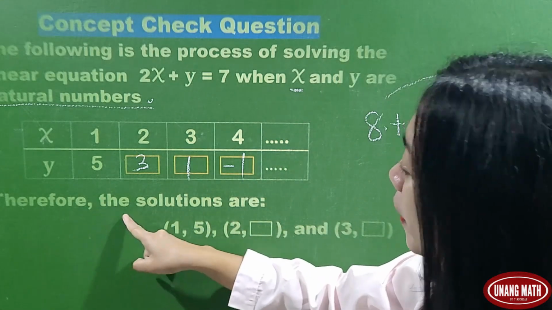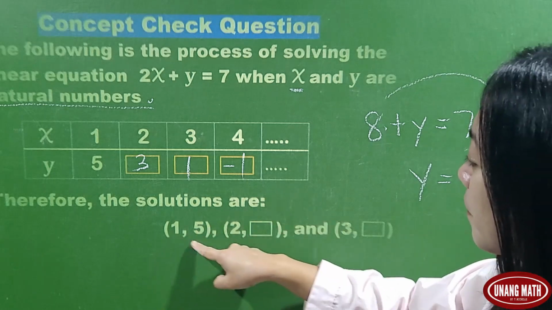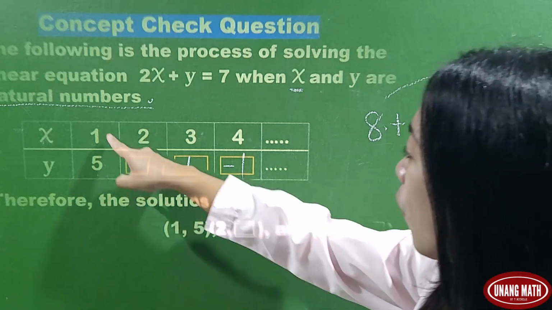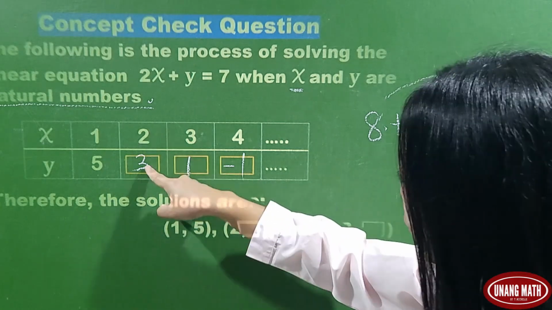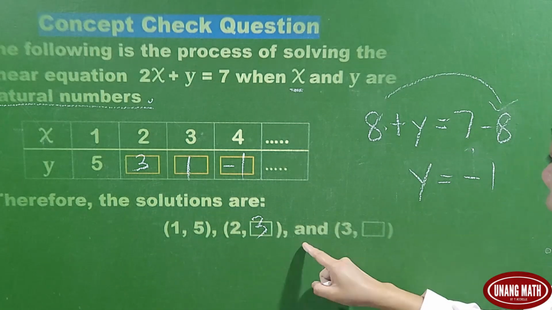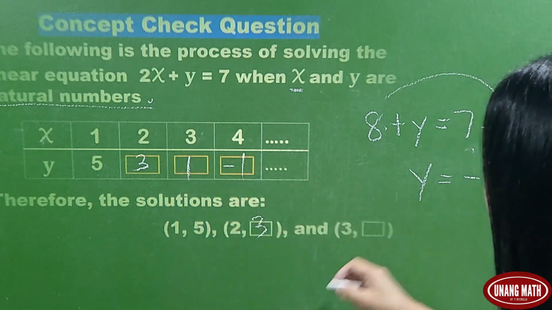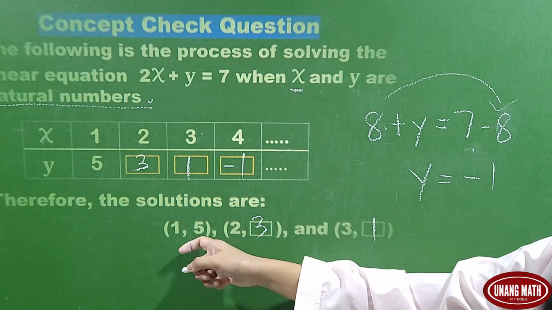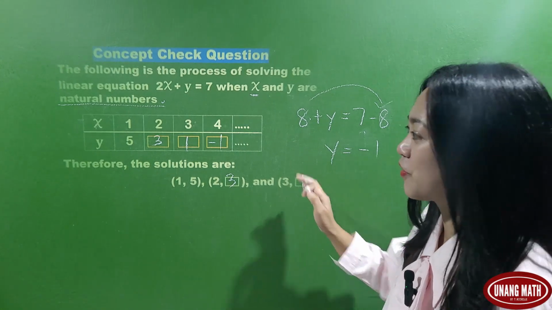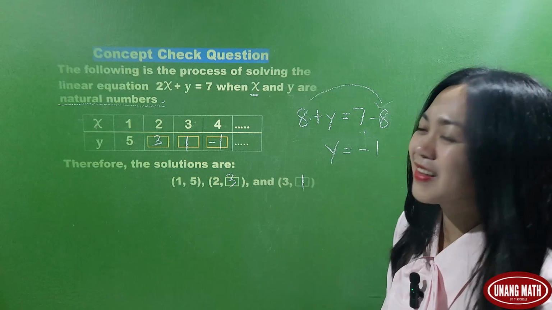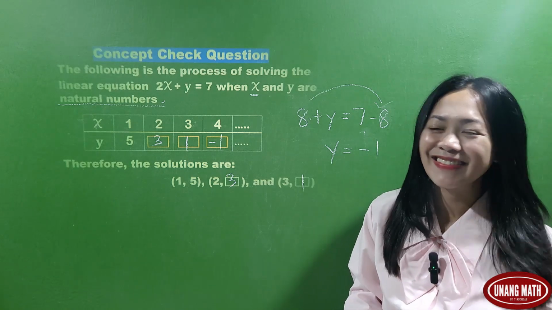Therefore, the solutions are the ordered pair 1 and 5, next 2 and 3, and we also have 3 and 1. So these are the three ordered pairs, and these are the solutions to this linear equation.